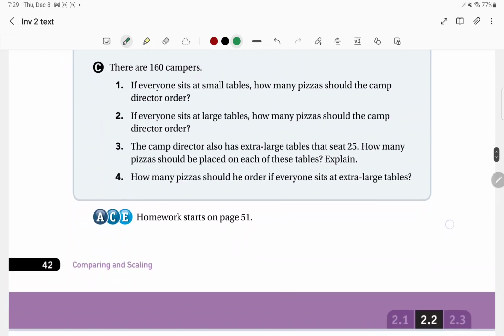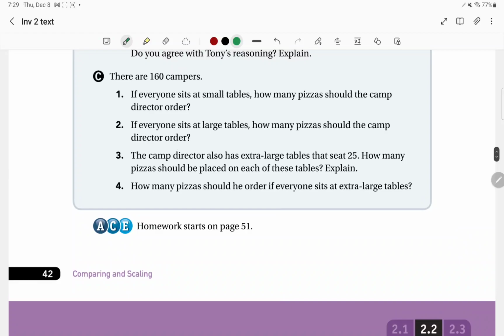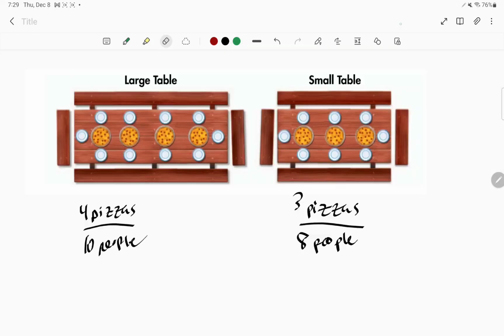Now let's take a look at part C. There are 160 campers. If everyone sits at the small tables, how many pizzas should the camp director order? I'll have you go ahead and answer all of these. Now I'm going to give you a hint, right? We're using the same ratios that we used previously. So when we're answering these questions, we're using 4 pizzas to 10 people at the large table and 3 pizzas to 8 people at the small table. So go ahead and answer part C, 1 through 4, and then come back to the video to see how you did.